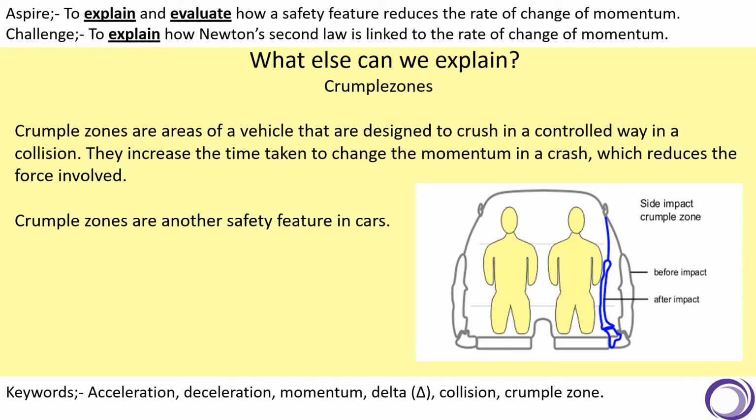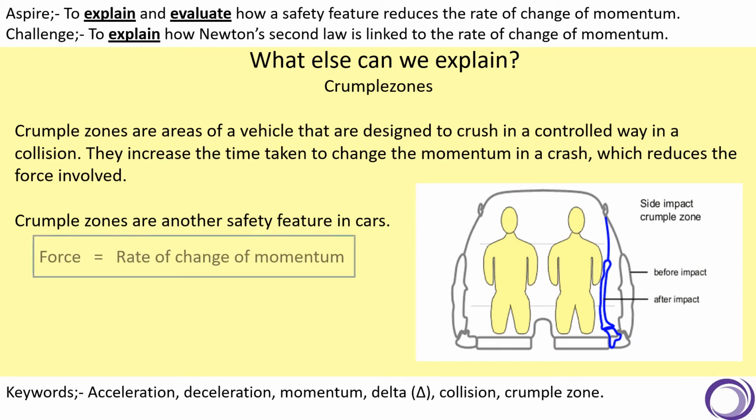There are other safety features like airbags and seatbelts, to an extent, that are all designed to reduce the amount of time that it takes you to stop, to lose your momentum. If we use what we've already used in the lesson, the force equals the rate of change in momentum from Newton's second law. If we want to reduce the force on someone involved with an accident, we need to reduce the rate at which momentum is changed.